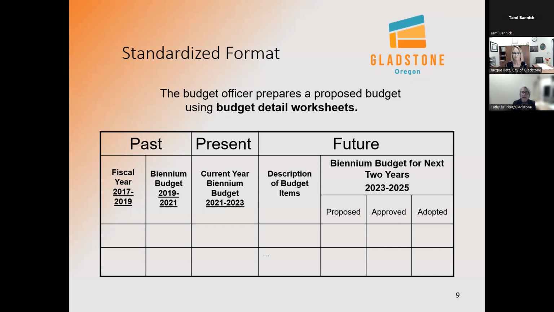For the standardized format, this is what we prepare roughly in November and December and send out to the departments for each one of them to start developing their current year estimates and then future year resources and appropriations. Next slide.